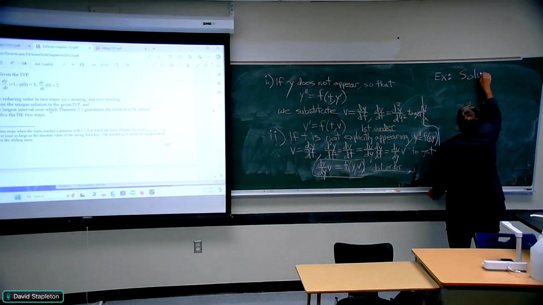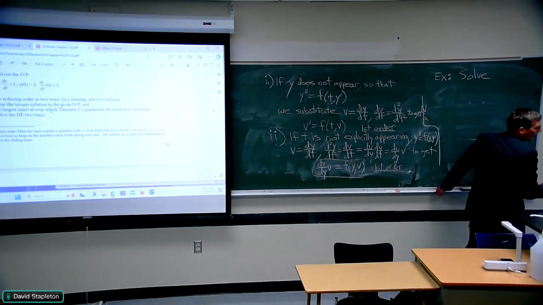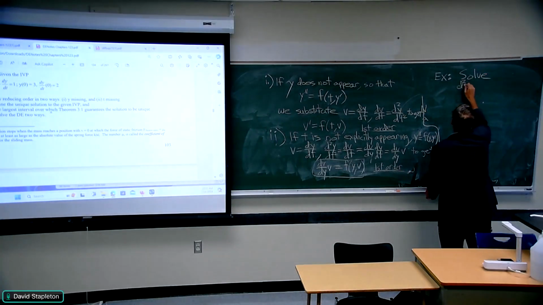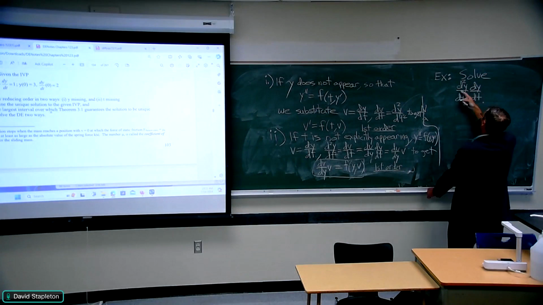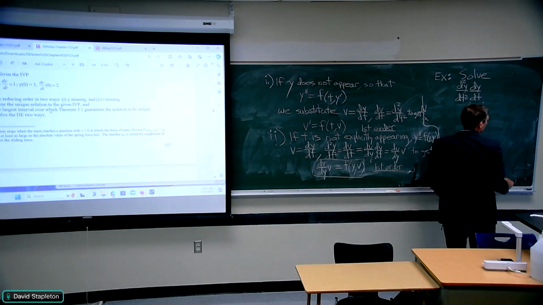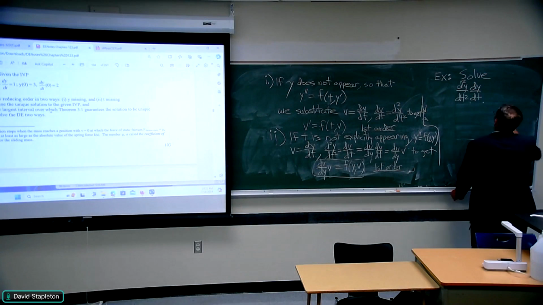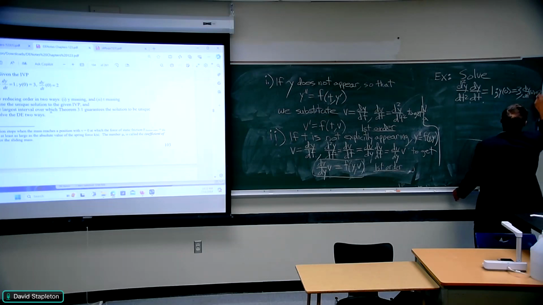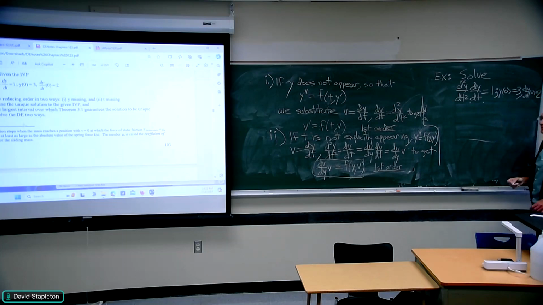Solve the differential equation d squared y dt squared times dy dt. So this is non-linear. It's got a second derivative times the first, right? It can't be written in that special form to be linear. Equals 1, together with initial conditions, y of 0 is 3, and y prime of 0, or dy dt of 0, is 2. What is the solution to this thing?